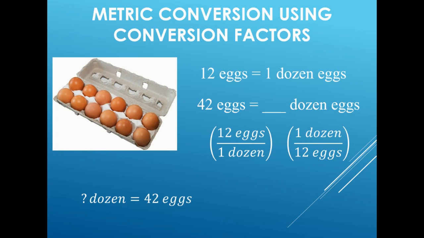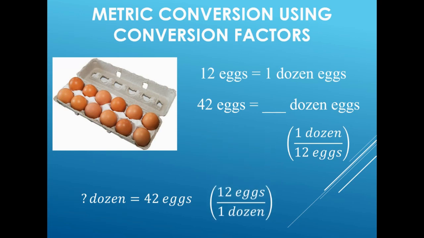So let's go back to our 42 eggs. How many dozen is this? Well, we can now multiply the 42 eggs by one of our conversion factors. But which one? Let's look at this first one. If we take 42 eggs and multiply it by 12 eggs over a dozen, we get 504 as our answer. That doesn't really seem right. 504 dozen eggs is a lot of eggs. So how could we know which factor to use before doing the math?